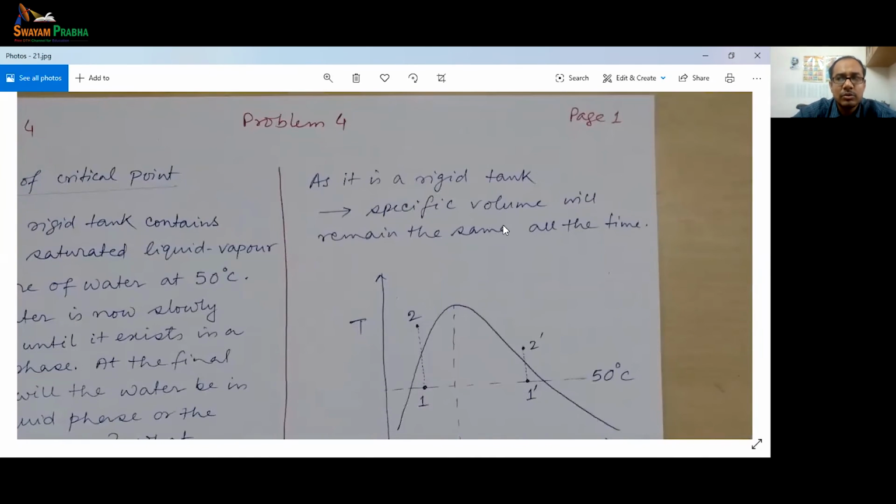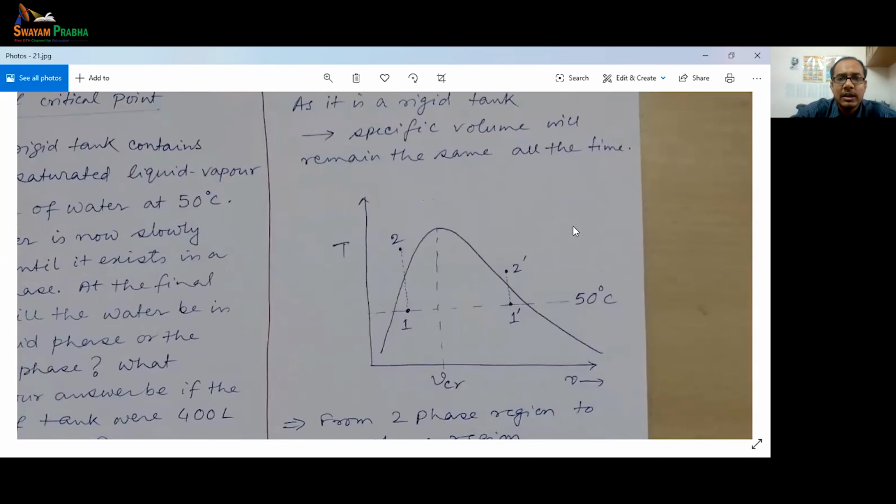So let's see how to approach this problem. This tank is a rigid tank, right? So the specific volume will remain the same all the time, because specific volume depends on 2 things. One is mass, the second one is volume. So for a rigid tank, neither the mass can change nor the volume can change. Okay, so specific volume will be the same.